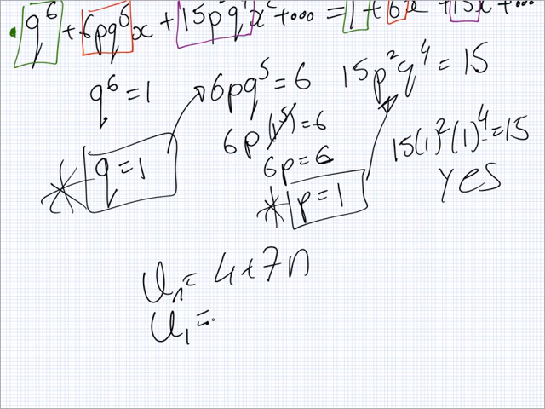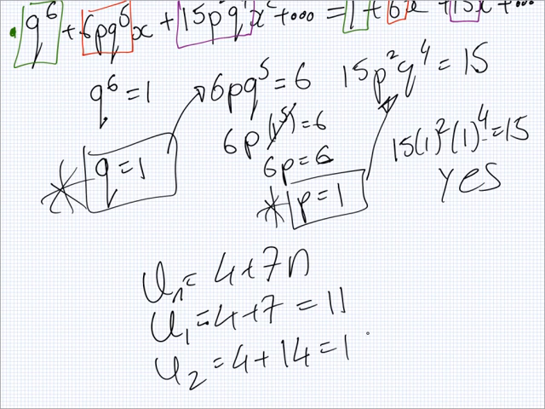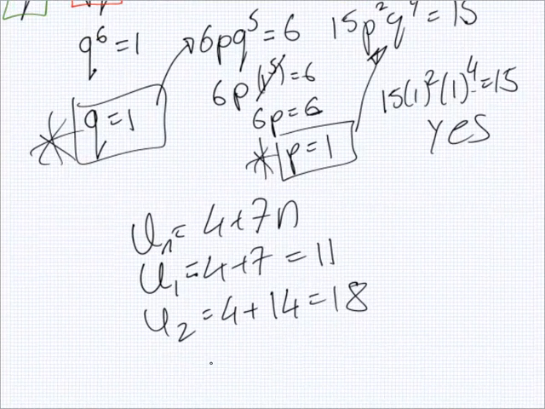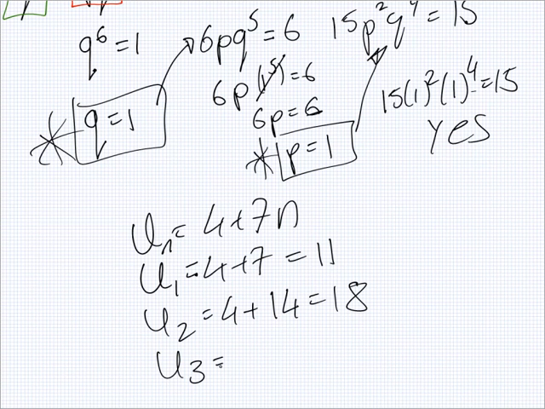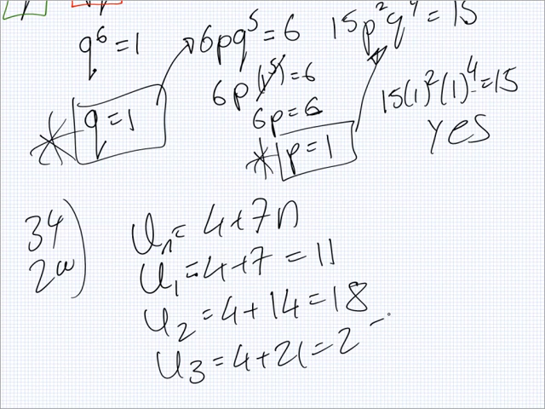No, just make n as 1, for the first term. So that's 4 plus 7, which is 11, isn't it? Yeah. And how do I get the second one? I just make n as 2. No, you're thinking of recursive. 4 plus 7 times 2. Yes, so that's 18, the second term. And how do I get the third one? This is page 34, 2a. How do I get the third term? It's 4 plus 7 times 3. Oh, that's it. That's all, yeah.